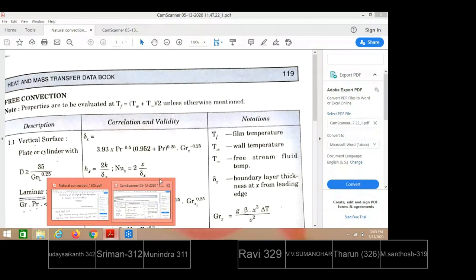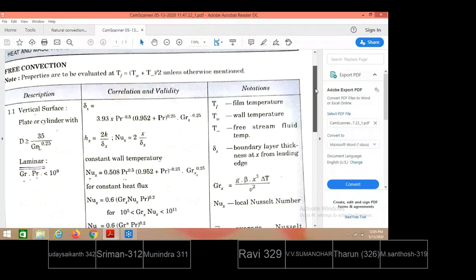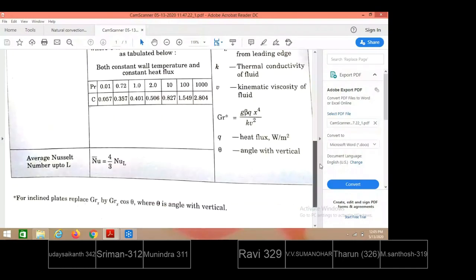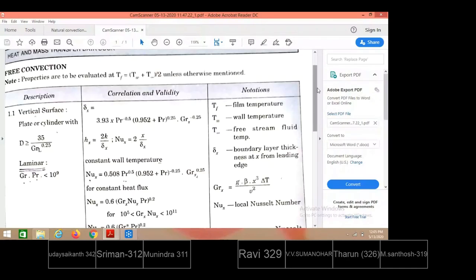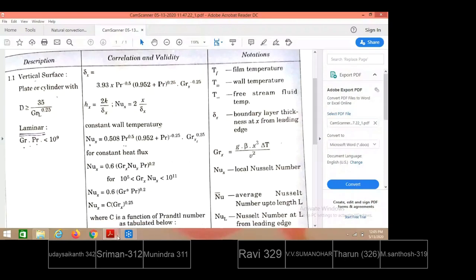Reynolds number. Then, this is the data book I have taken. I will explain the relations that are used for natural convection. Whatever I am displaying here, this is the page I have taken a Xerox copy of. So again I will be showing it, after explaining the mechanism of natural convection.